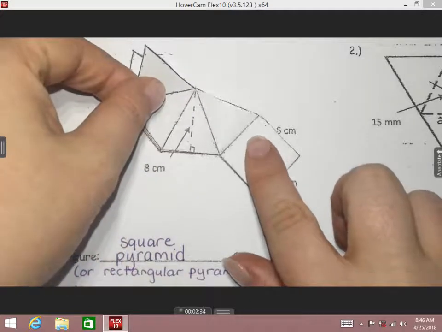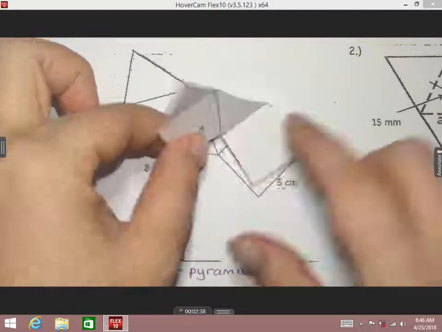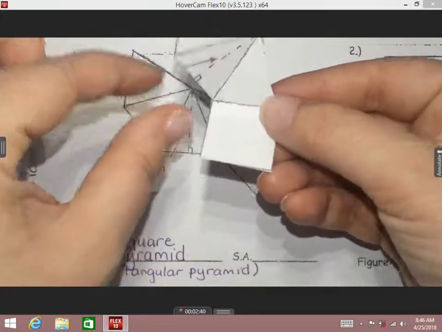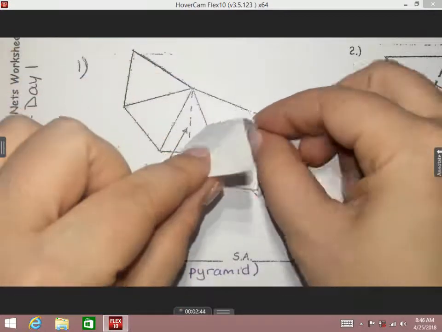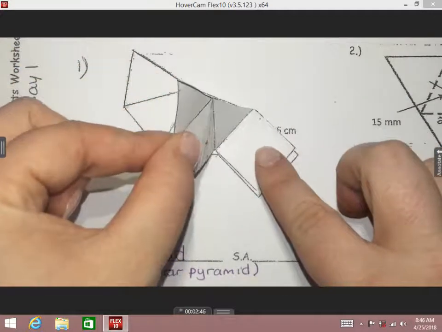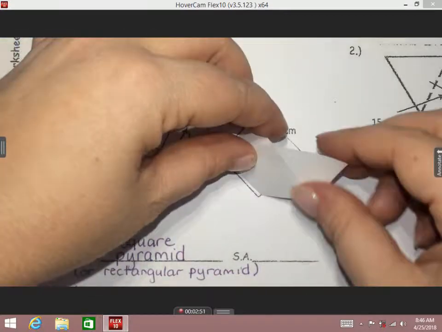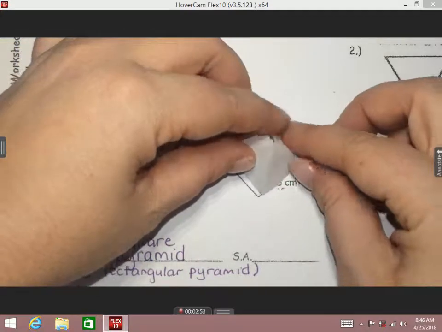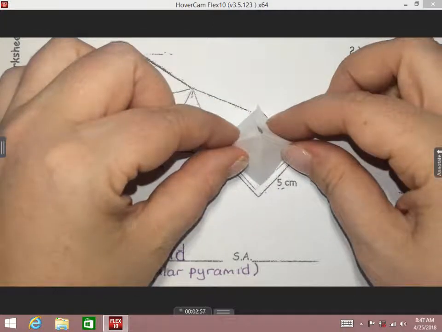What's going to happen is where that crease is, that's going to fold up. That right there is going to fold up, and then all of these others are going to wrap around. So I fold that up. I'm going to fold that up, and then these other sides are going to wrap around, thus forming my pyramid.